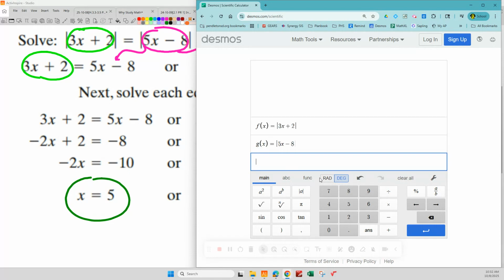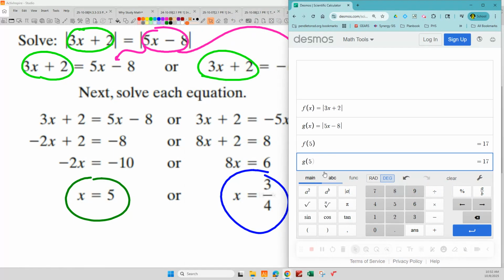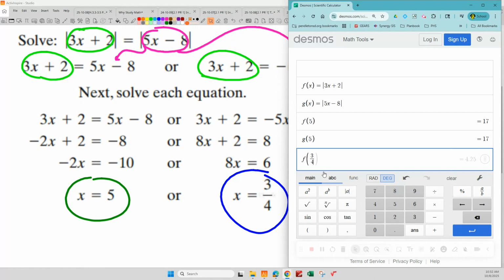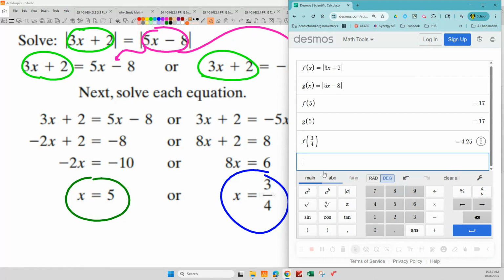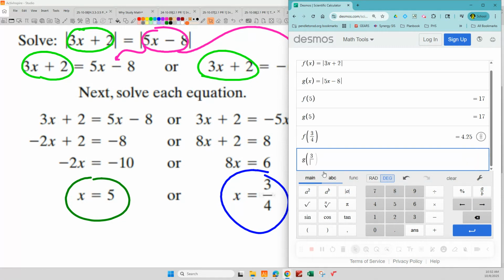Okay, so let's check our solutions. How do I check 5? Okay, so I'm going to do f of 5 gives me 17. G of 5 gives me 17. Did it work? Yeah, okay. What about my other case, 3/4? Okay, let's try that one. F of 3/4 gives me 4.25. G of 3/4 gives me 4.25.